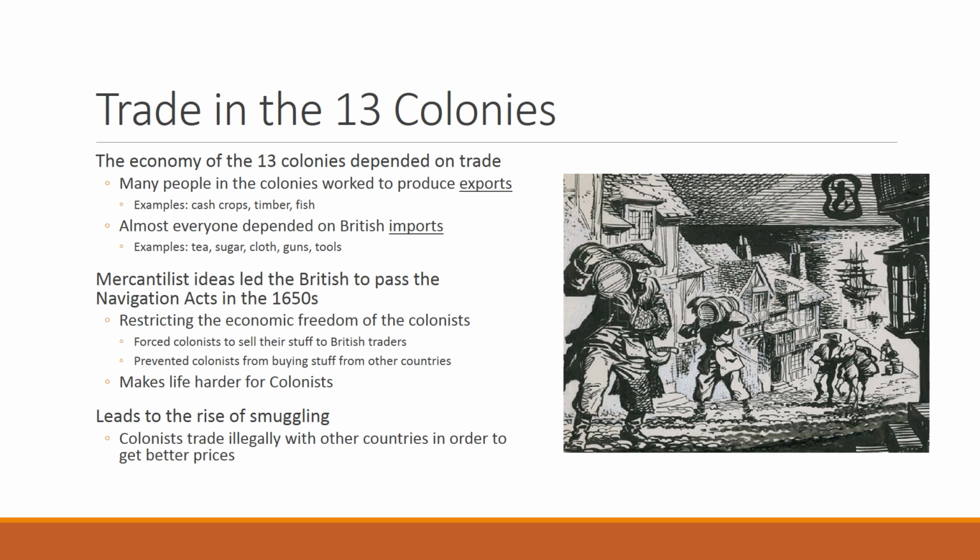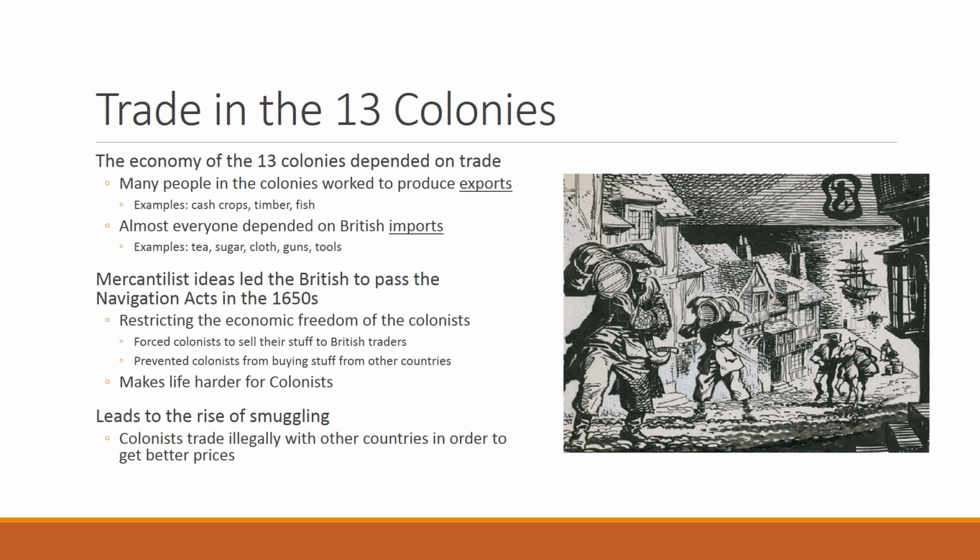We've already talked about this, but examples would be cash crops like tobacco, timber, or also fish. So a lot of people's jobs depended on making a bunch of this stuff, more than the colonists needed for themselves, and shipping it out to other countries.